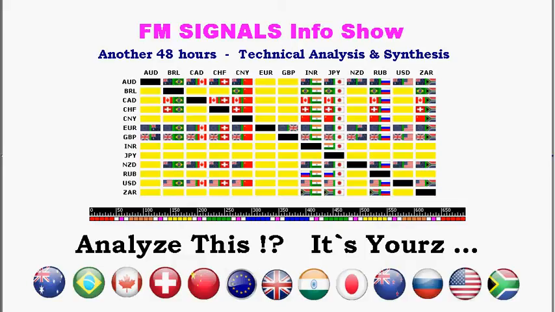Tonight, Central European time, of course, with the Canadian dollar, Swiss franc. So analyze this stuff again, it's still yours.